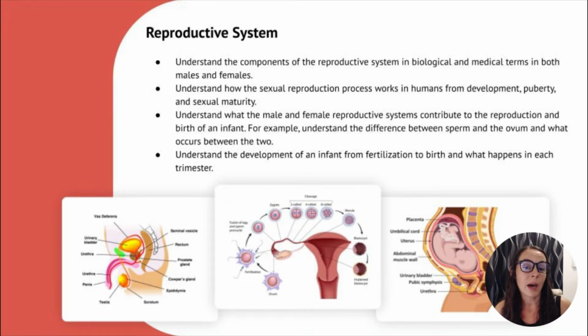You want to understand how the sexual reproduction process works in humans from development, puberty, and sexual maturity. There are also the stages of pregnancy that can be divided into trimesters, and you want to understand the development of an infant from fertilization to birth and what happens in each trimester. So that pretty much wraps up the reproductive system, and we will jump into the next one.